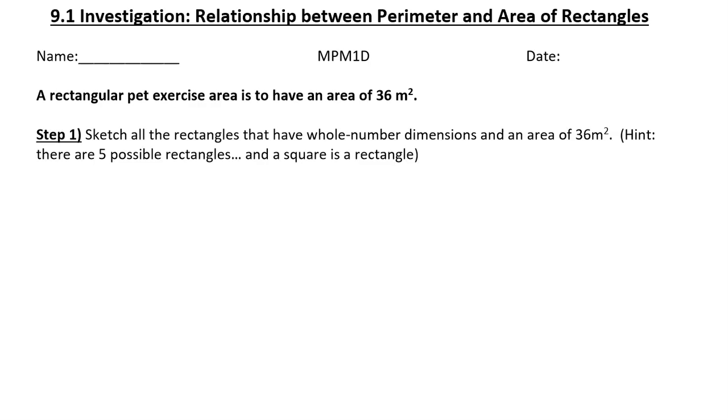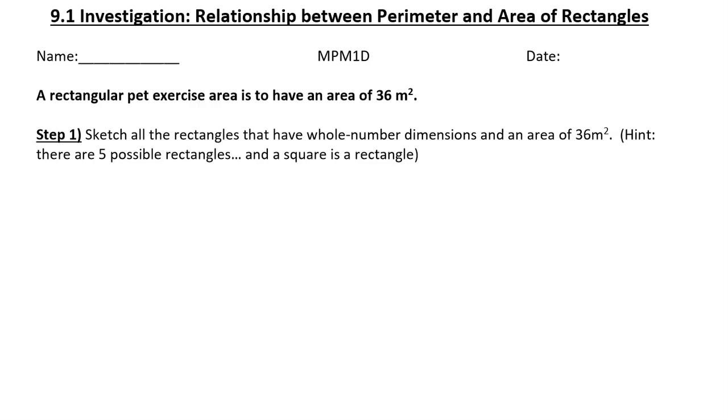Today we're going to do an investigation between the perimeter and area of rectangles. And so what we're going to do to start is we're going to start with an area, and we're going to see what dimensions, length times width, are going to give us the smallest and largest areas. And then we're going to be given a perimeter and try to determine what dimensions are going to give us the largest area. So here we go with this first part.